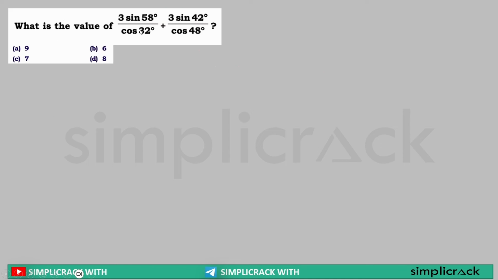Sir, 3 sin 58 degree by cos 32 degree. Now understand. Again and again, if I have to solve it, understand this. If this is written as sin alpha and this is written as cos beta, if alpha plus beta is equal to 90 degree, then sin alpha is equal to cos beta. Now 58 plus 32 is 90 degree. So these are equal, crossed out. Same, 42 plus 48 is 90 degree. So these are equal, crossed out. So 3 plus 3 is equal to 6.